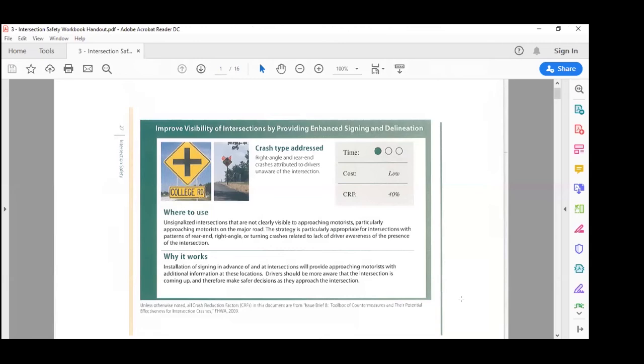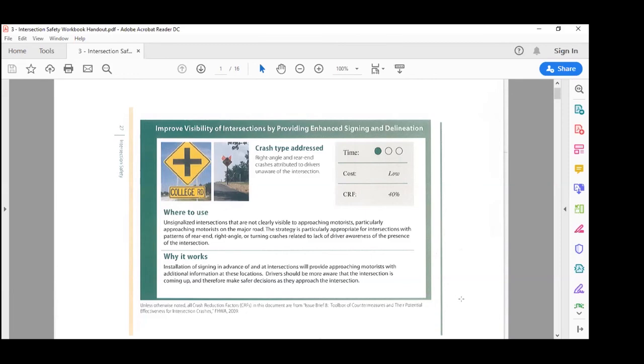So you can see here, we want to improve the visibility of intersections by providing enhanced signing and delineation. The data says that we have some right angle and rear end crashes attributed to drivers' unawareness of the intersection. They're looking for College Road. They're slowing down. Oh my gosh, I can't find College Road. I've slowed way down on this 50 mile an hour highway. Boom, I'm getting rear-ended. So you can use this in that type of situation, particularly with intersections that have rear-end or right angle or turning type crashes.